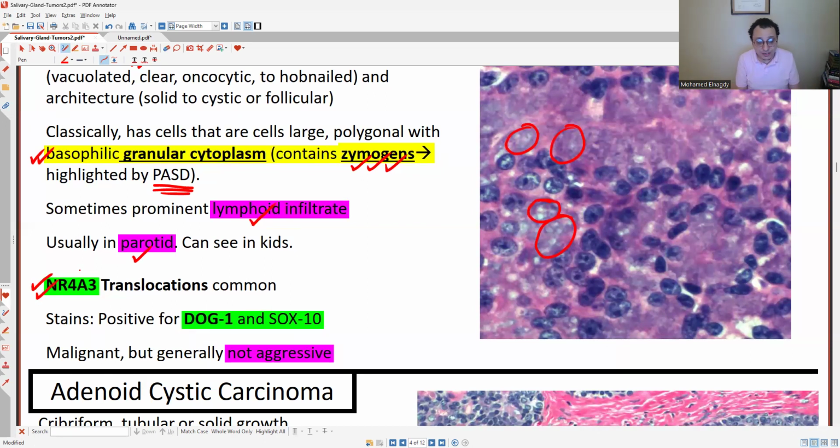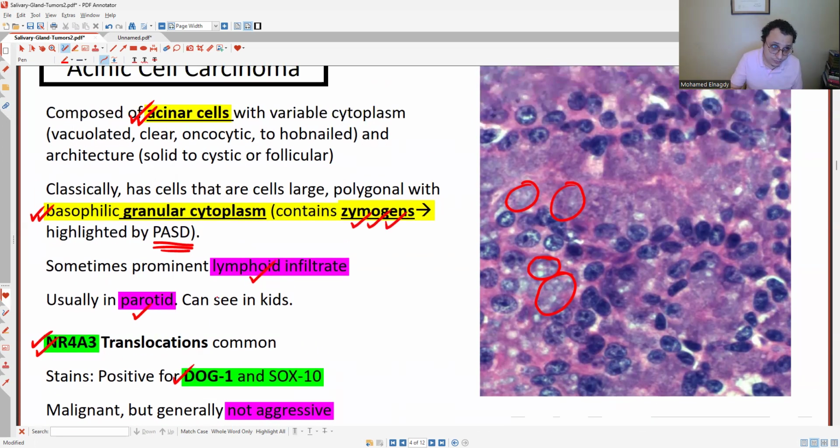You need to remember this translocation, very, very important: NR4A3, or NR4. At least you need to remember the first part so that you can spot it in the choices. If they ask you which mutation this tumor is famous for, it's the NR4A3 translocation. That's the most common, and this tumor is positive for DOG1 and SOX10. DOG1, SOX10. So dog, SOX, okay?